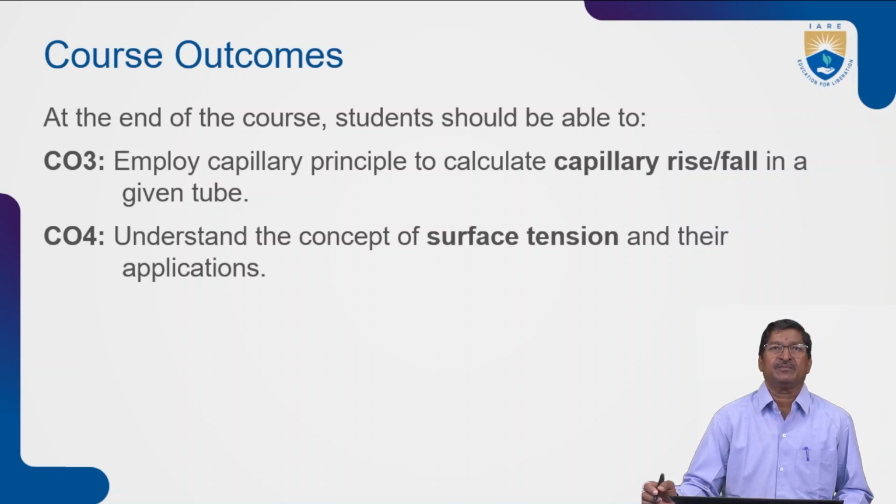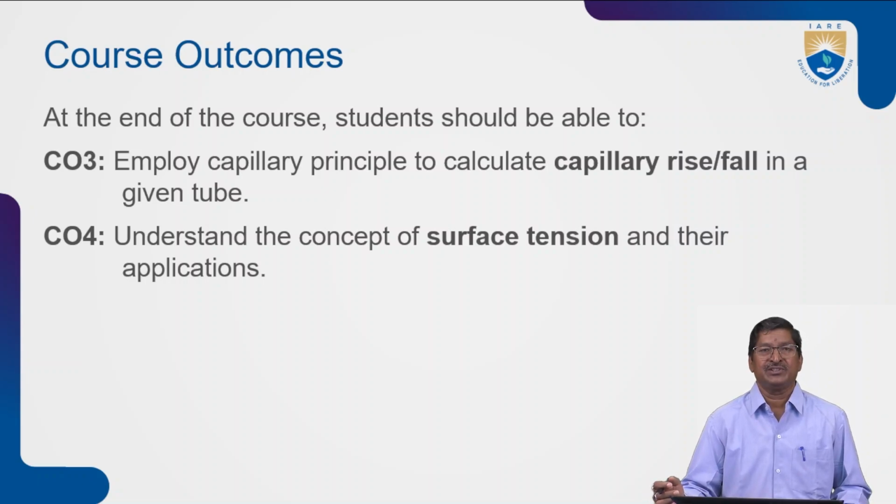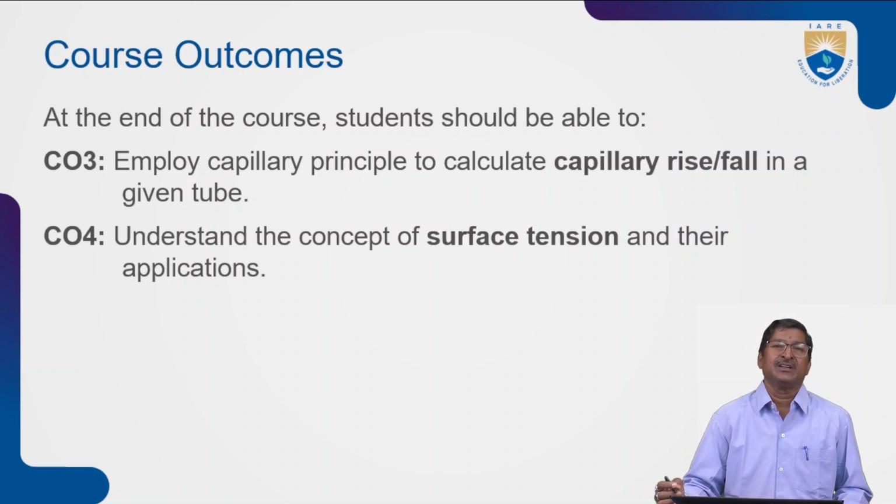Then course outcome 3. Here it is capillary rise or capillary fall. What does that mean? Whenever you insert a small diameter pipe into a fluid, some of the fluids will rise in the small diameter pipe, which is called a capillary rise. And some of the different fluids, if you insert a small diameter tube, the level of that fluid will fall down, will lower. That is called a capillary fall. So that is course outcome 3.